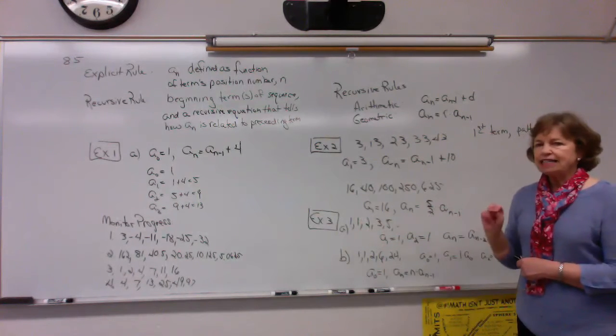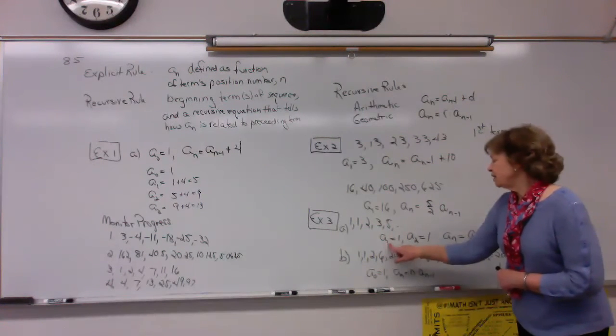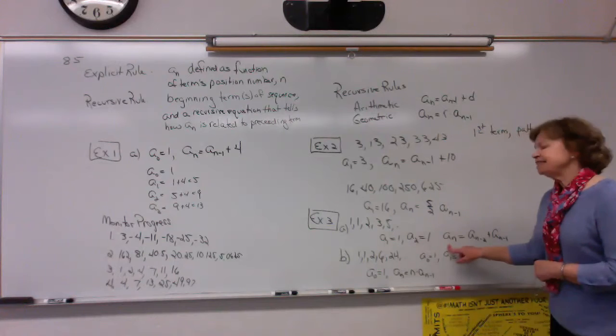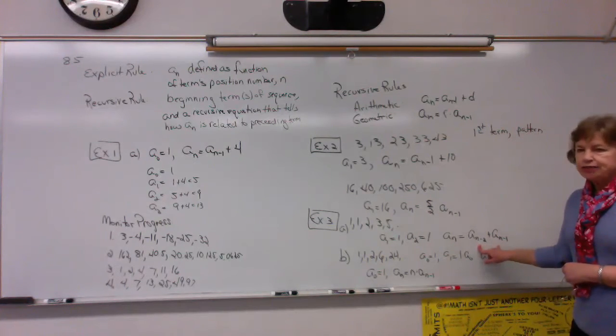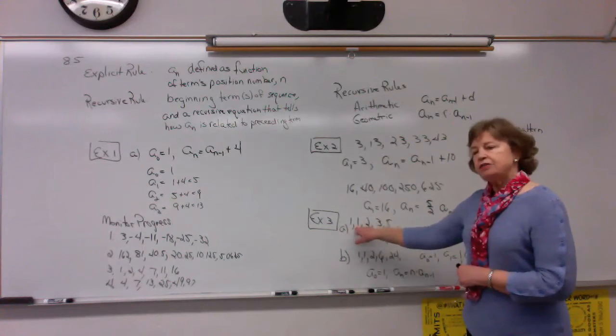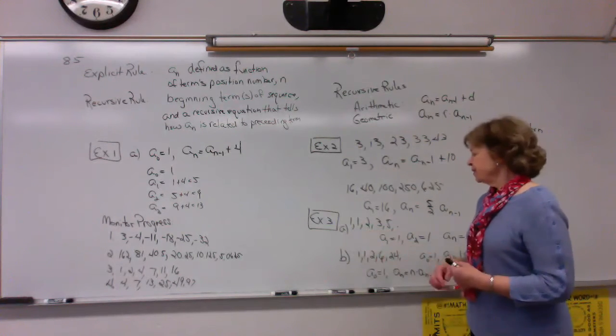So for this rule, I need to specify the first 2 terms. So a sub 1 is 1, and a sub 2 is 1. And then the rule is a sub n is the sum of the 2 preceding terms. So a sub 4 is the sum of 1 and 2, which were the second and the third terms.